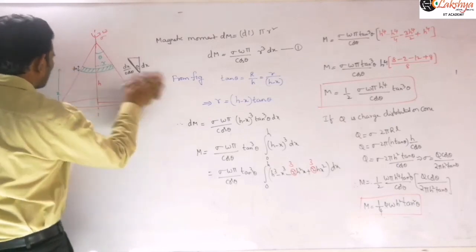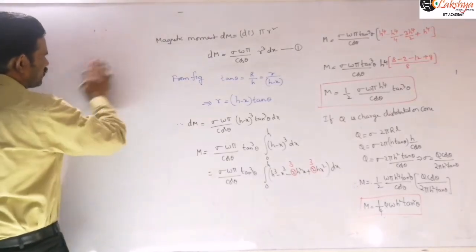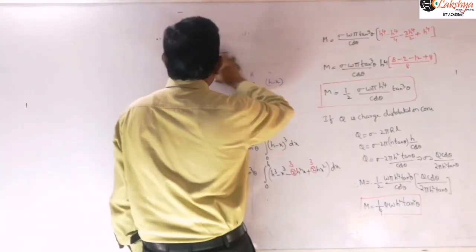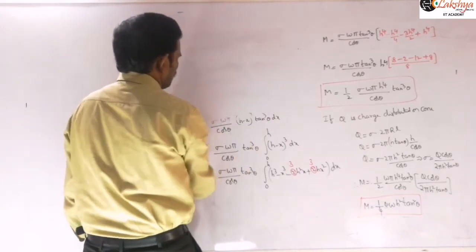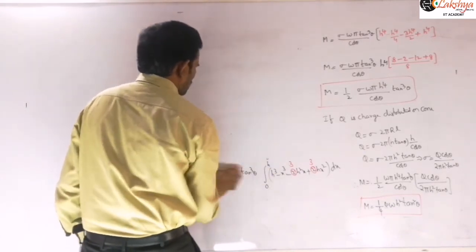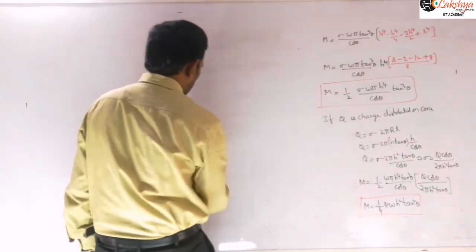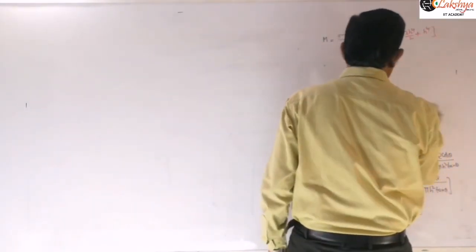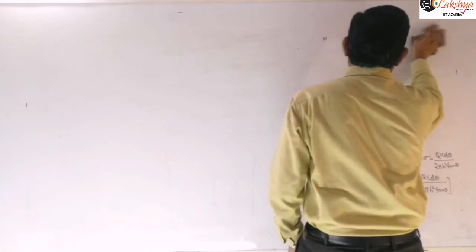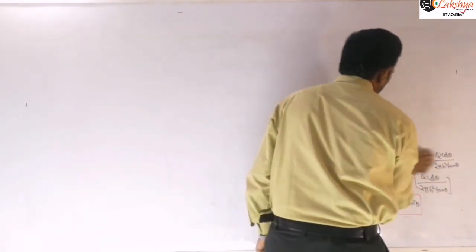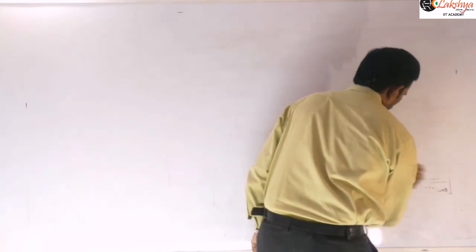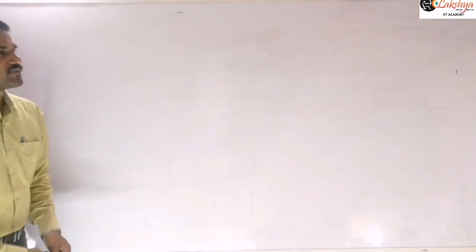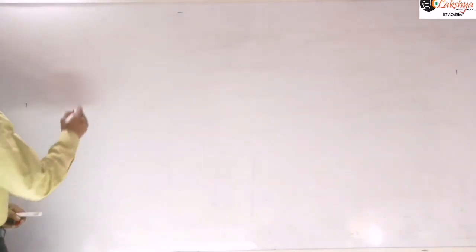And next, regarding the magnetic moment and electric dipole moment, we discussed the potential energy of the dipole, and then we discussed the work done in rotating the dipole, and similar concepts will be there here. So let us see those concepts now. And after that, I will discuss a few more problems based on the topic.